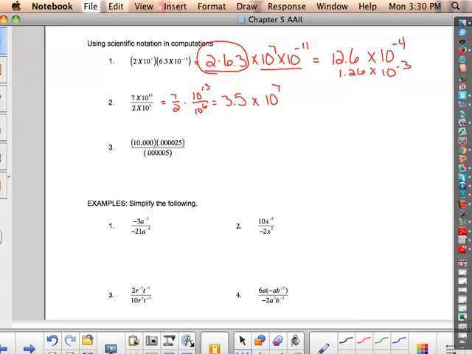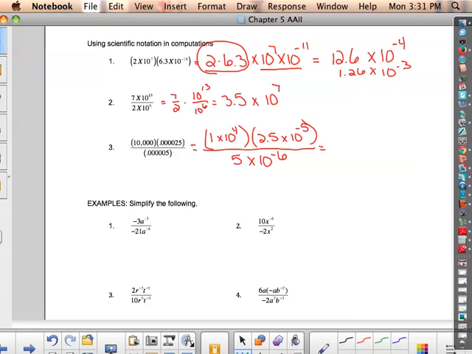The next one, number 3, I'm going to rewrite as scientific notation and then apply the rules for exponents. So this becomes 1 times 10 to the 4th times 2.5 times 10 to the -5 over 5 times 10 to the -6. So you have both the product rule and the quotient rule happening.